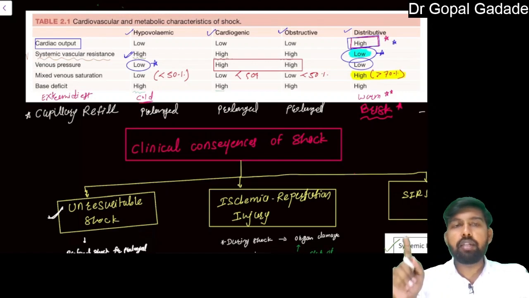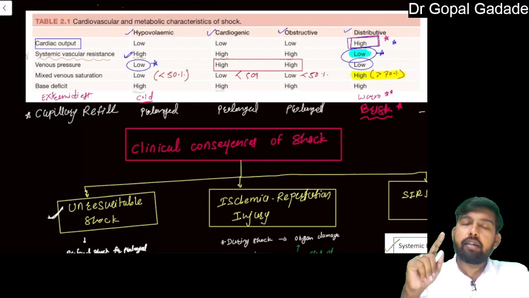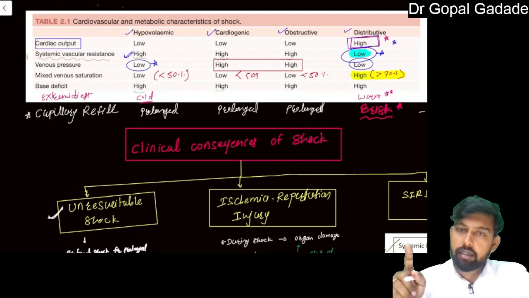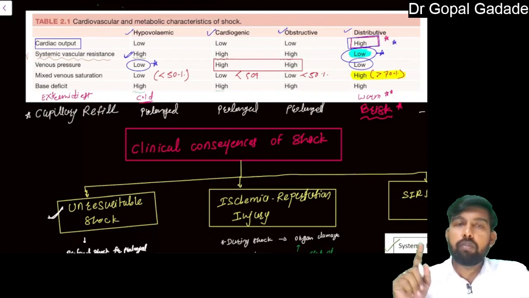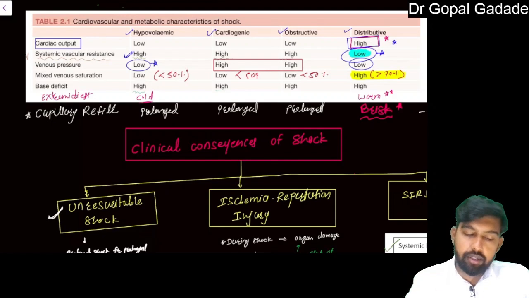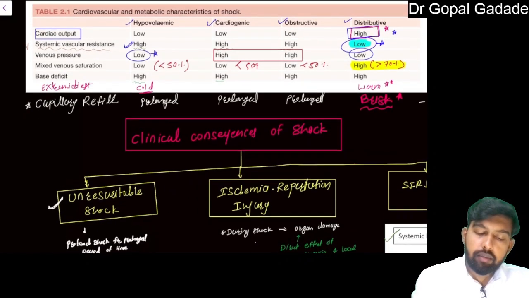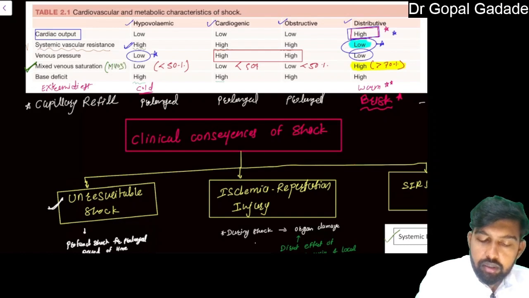Remember that venous pressure is decreased in hypovolemic shock because of hypovolemia, and the decrease in distributive shock is because of vasodilatation. So the cause of the decreased venous pressure is different in the two types of shock. In hypovolemic shock, it is due to volume loss, and in distributive shock, it is because of vasodilatation. Another important feature to distinguish the shocks is mixed venous saturation, or mixed venous oxygen saturation.